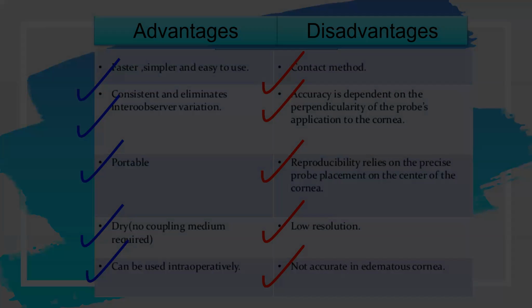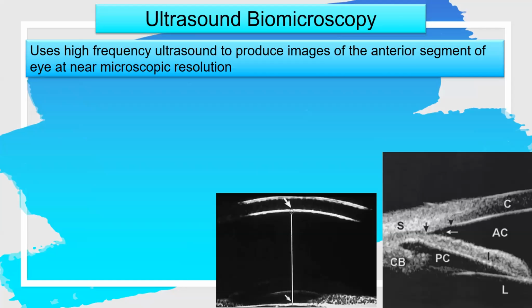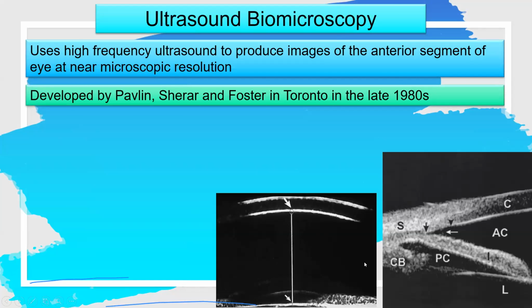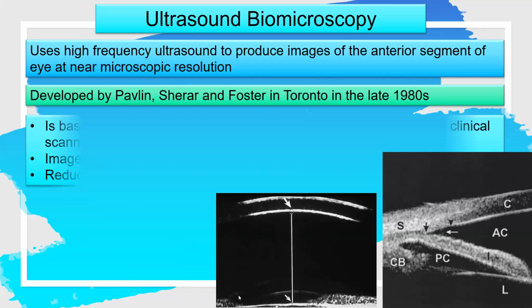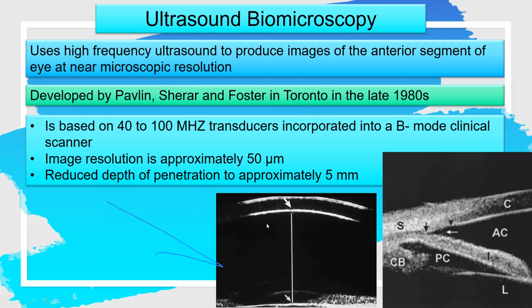So we have a better device which is ultrasound biomicroscopy. It uses very high frequency ultrasound to produce images of the anterior segment of near microscopic resolution. You can see that these images are almost similar to histopathological images. It was a technique developed by Pavlin, Sherar and Foster in Toronto in the 1980s. Here the transducer probe has a frequency of 50 megahertz. It may vary depending on the make of the machine, and might range from 40 to 100 megahertz.